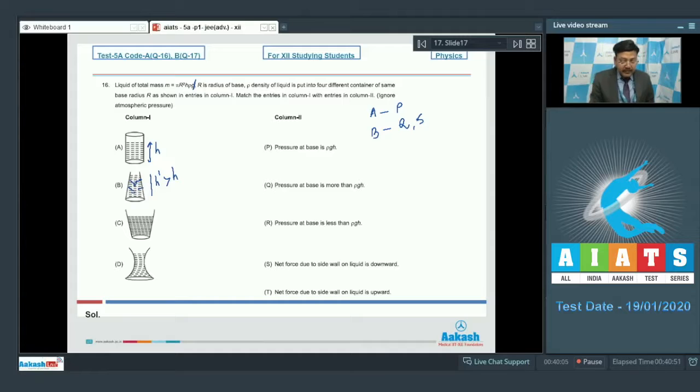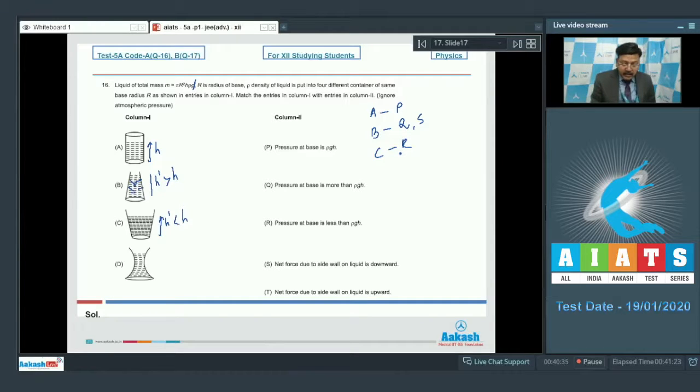If you look at C, now this height, if I call it h dash, is clearly less than h because it's tapering, its radius is increasing as we go upward. So volume being the same, this height will be less than h, and so pressure at the bottom, at the base, will be less than rho g h. So that means on column 2, pressure at base is less than rho g h will be correct. That means for C, R will match.